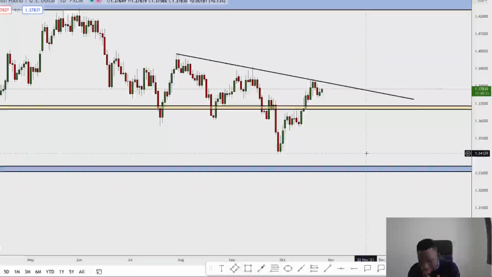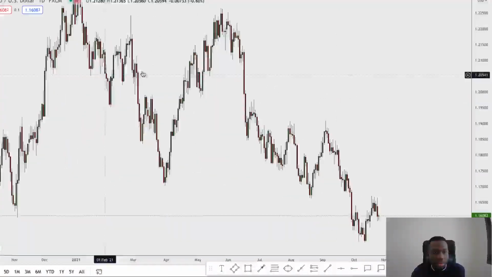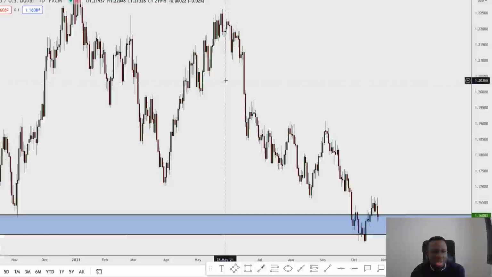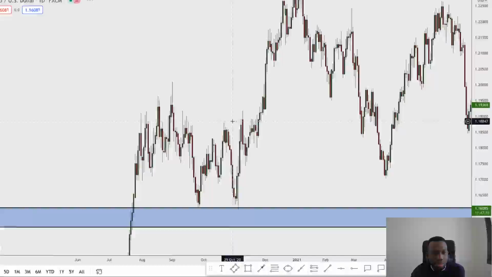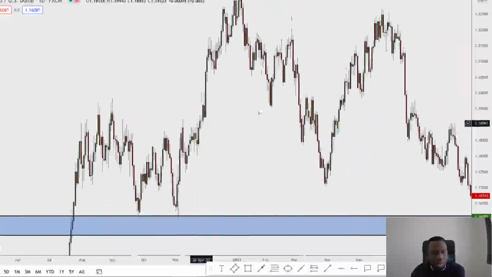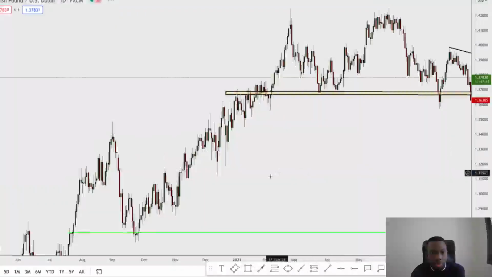Okay, now the second strategy that I want to speak about is the range breakout. Okay, the range breakout strategy. Now, let us go over to Euro/USD. I think we had a range breakout trade sometime in the past. Let's look at GBP/USD.